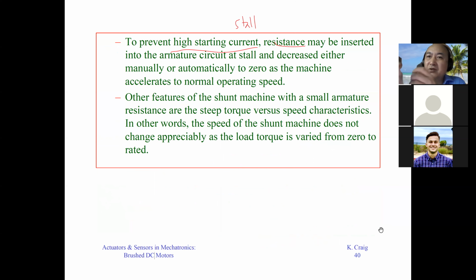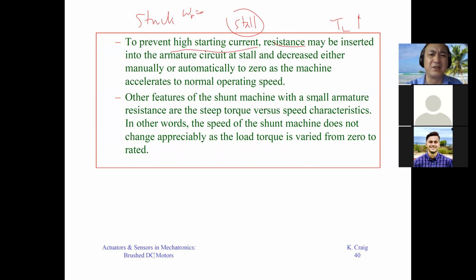Another case is if your load torque is big and you get stuck. You got stuck, omega is zero, then your armature current will be really big. It will produce lots of heat until you get burned. So it's also dangerous to stall. Stall is going to be dangerous for this.